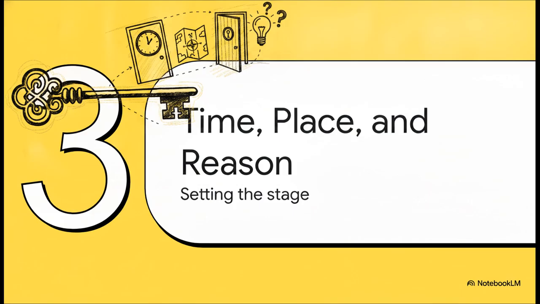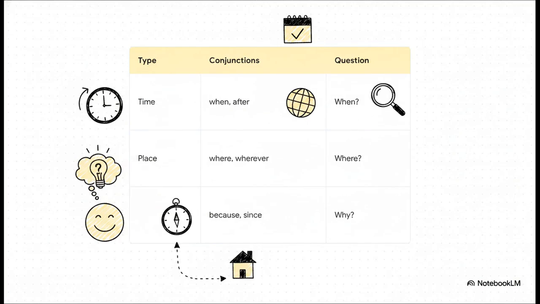All right, Section 3. Time, place, and reason, setting the stage. So we can neatly group these first three classifications by the fundamental questions they answer. Need to establish when something goes down? You use a time clause with words like when, after, or since. Need to clarify where it happens? Hit them with a place clause. Need to explain why? You drop in a reason clause using because, since, or as. It is all about anticipating the basic questions your listener has and answering them effortlessly as you speak.